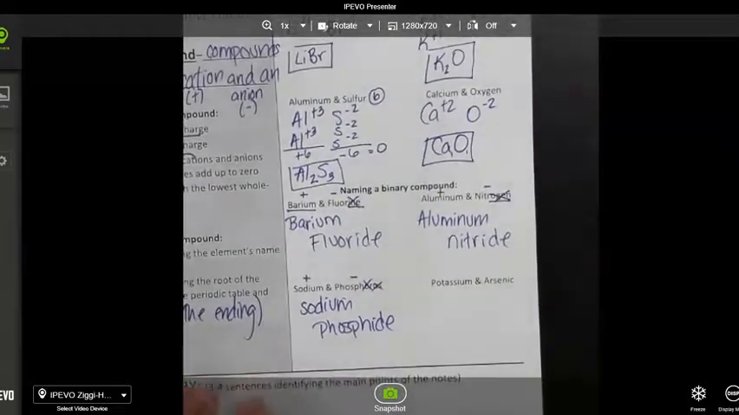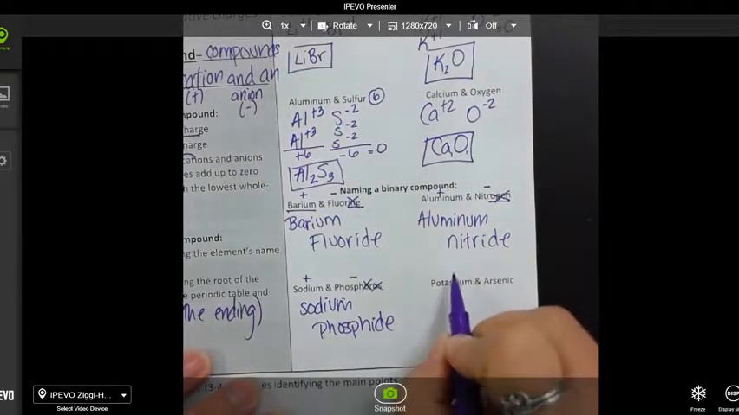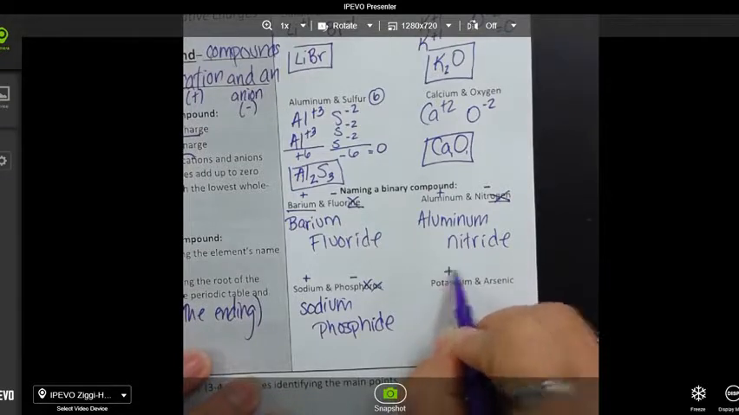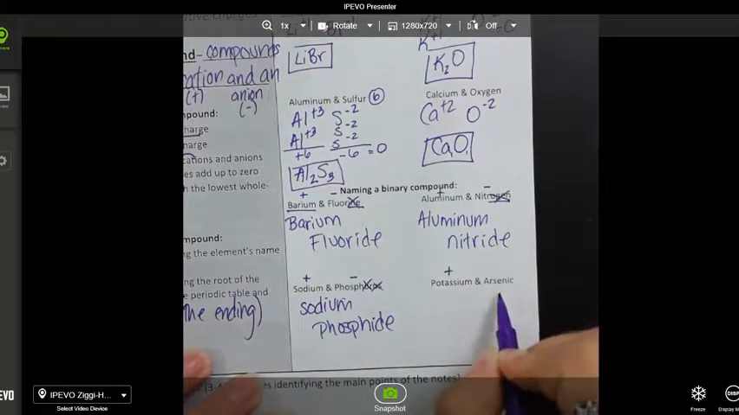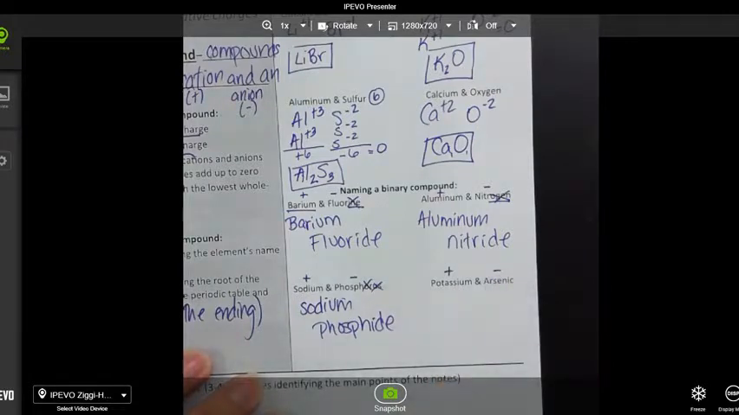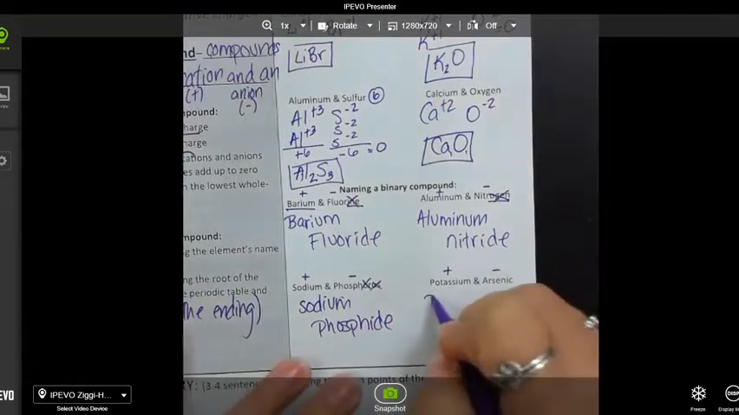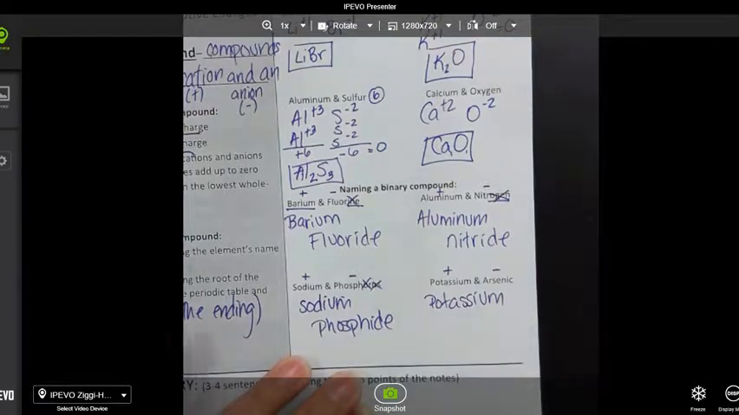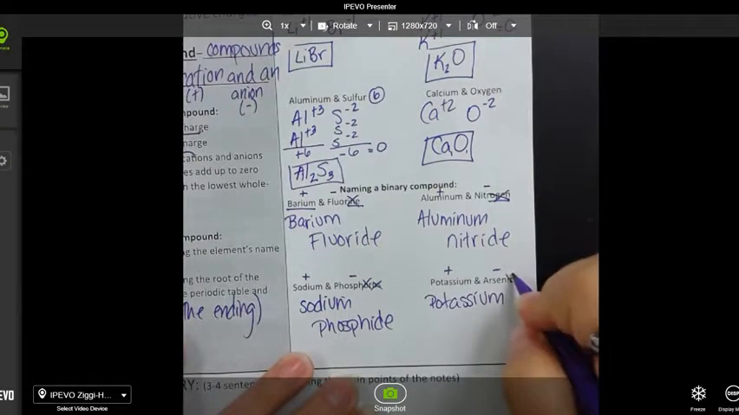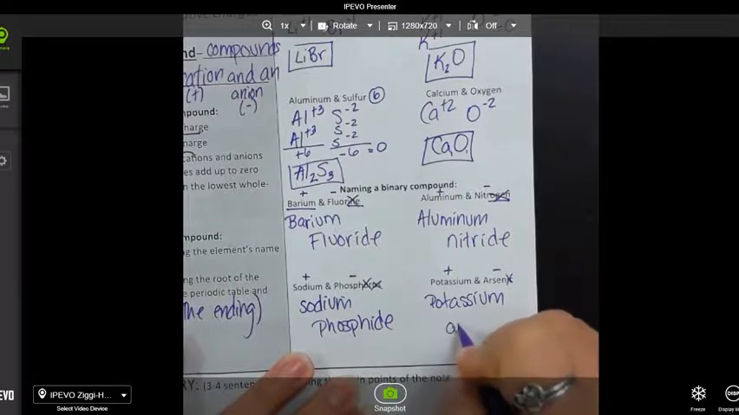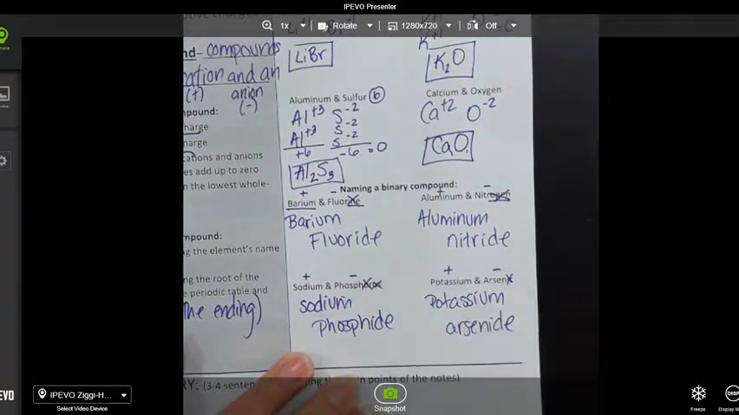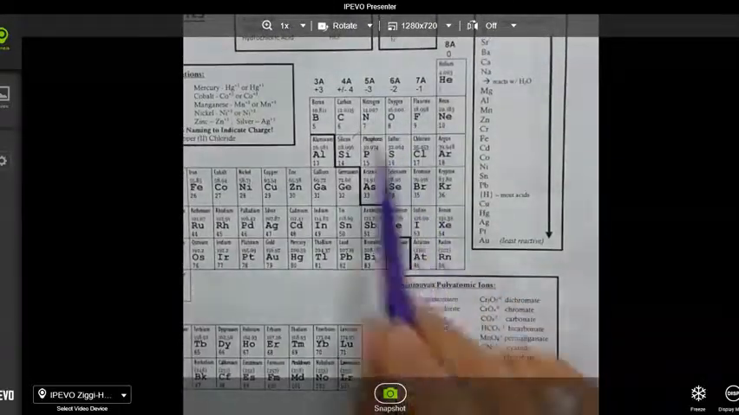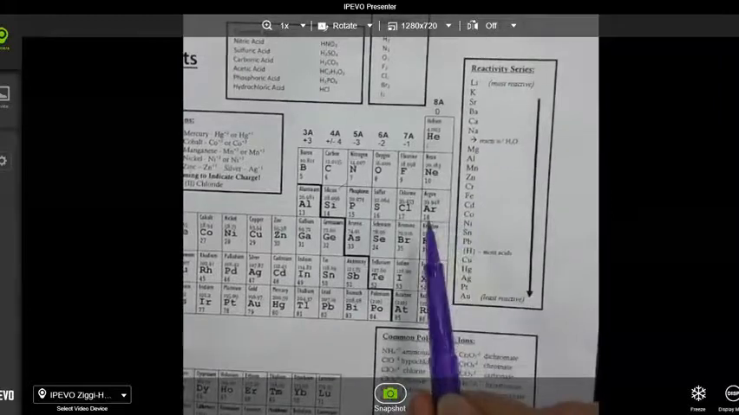All right, last but not least, we have potassium and arsenic. Potassium is a cation, plus 1. Arsenic is a nonmetal. It's an anion. It's on the nonmetal side, even though it's a metalloid. So potassium is going to keep its name. It's the cation. And arsenic, what do you think arsenic is going to become? Well, it's going to drop the ick, and you're going to add ide. So anytime we have a compound with a nonmetal, you're pretty much going to drop the ending of these words, and you're going to add ide.